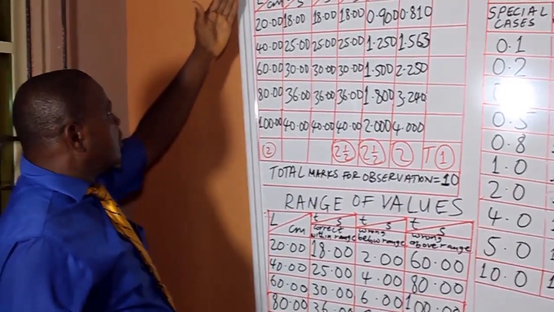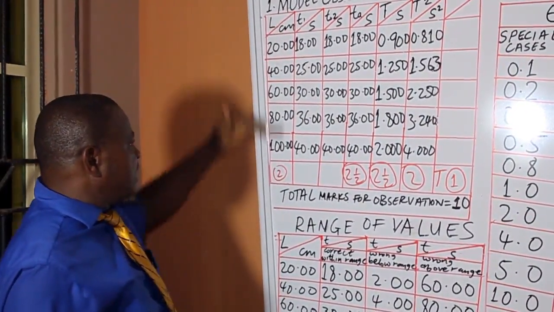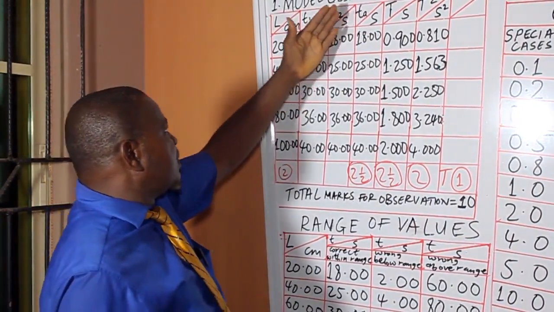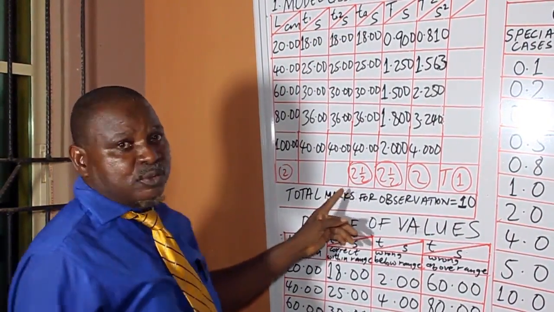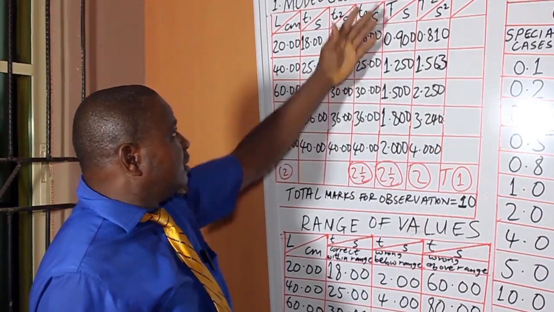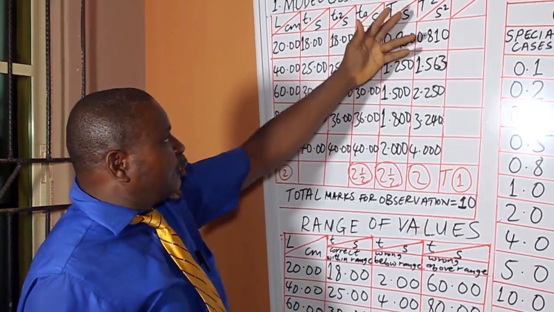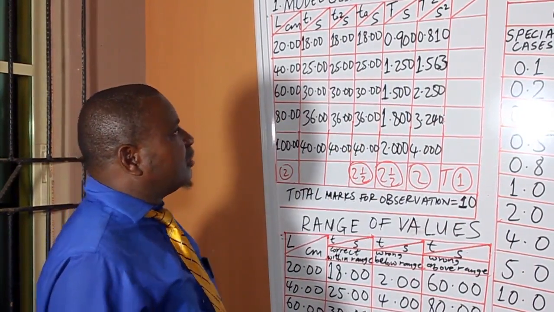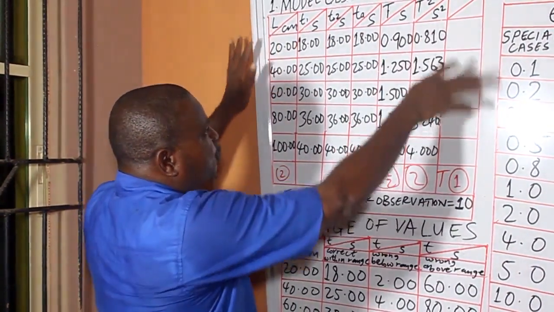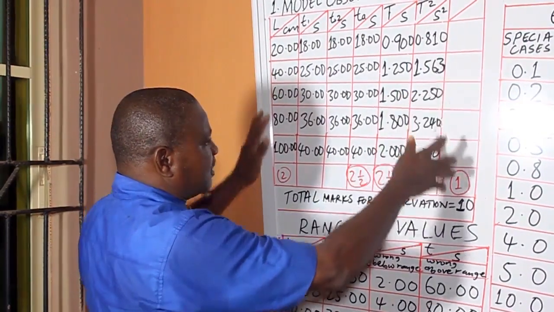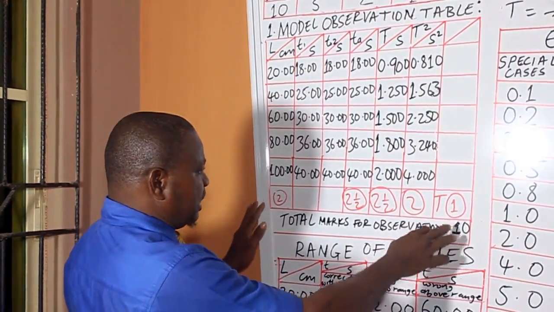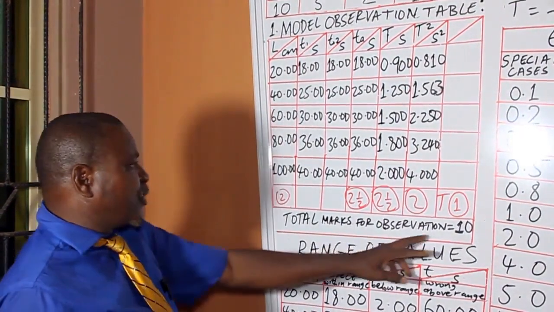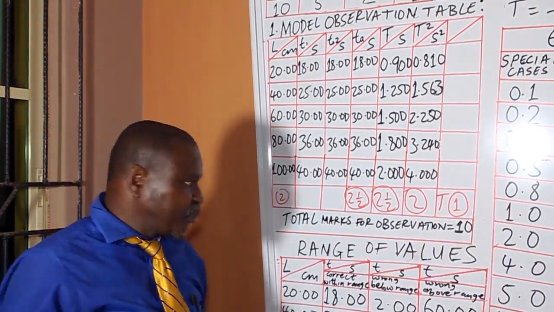Now, if you write the values like this, you are going to get 2 marks. The same thing here, if you take everything to 2 decimal places, you get 2.5 marks. The same thing here. And when you take this one to 3 decimal places, 2, this one 2.5, for putting all the numerical values inside this table, you are going to get 1 mark. So total marks for observation is 10.